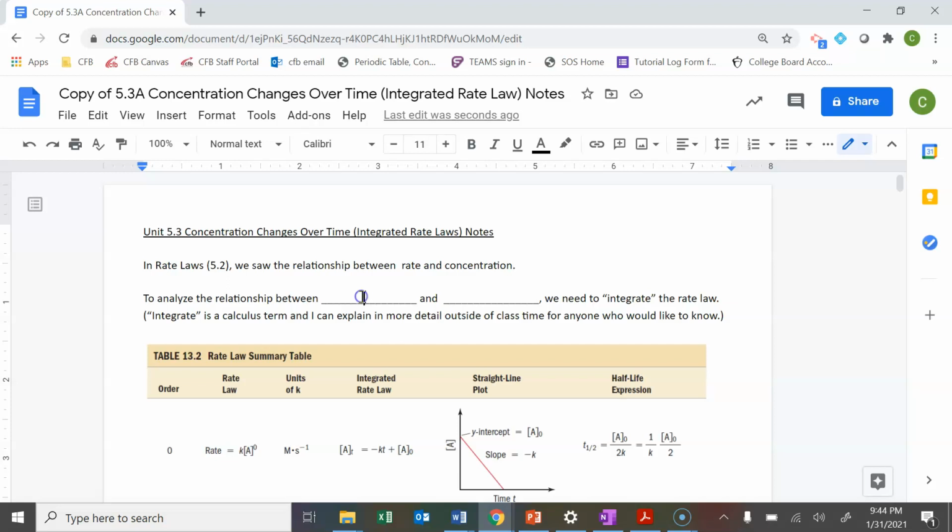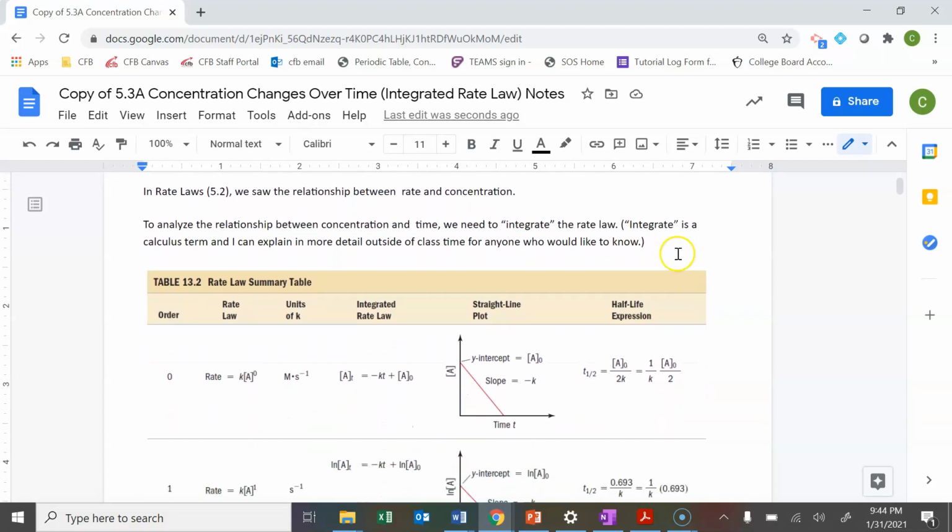So to analyze the relationship between concentration and time, we will need to integrate the rate law, where integrate is a calculus term, and I can explain in more detail what that is outside of class, for those of you who would like to know, especially if you're in calculus, you maybe already kind of understand what we mean by integrating the equation to find the rate law. But if not, you don't really need to know calculus in order to do this. We'll go through everything you need to know in this video and in the videos to come.